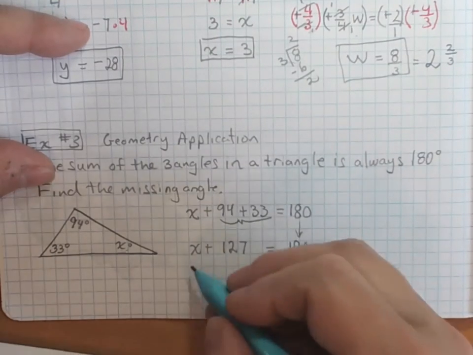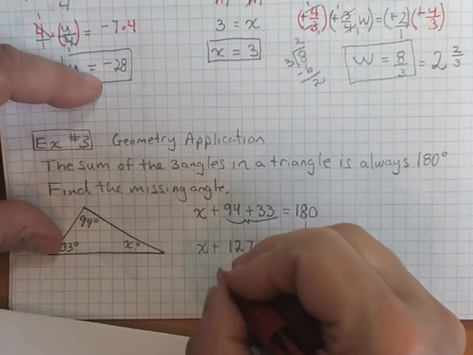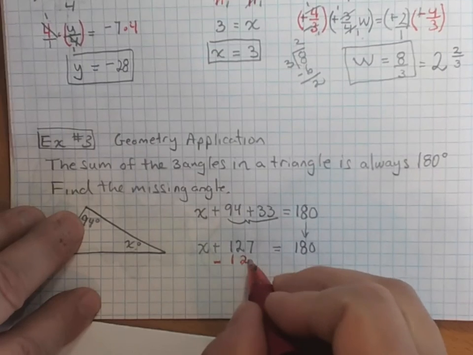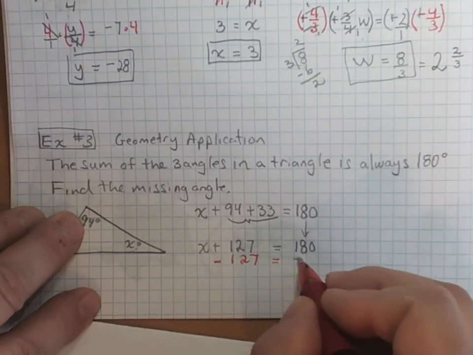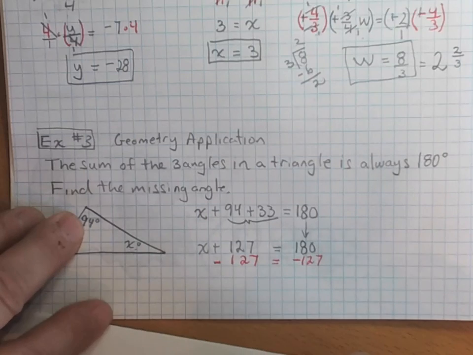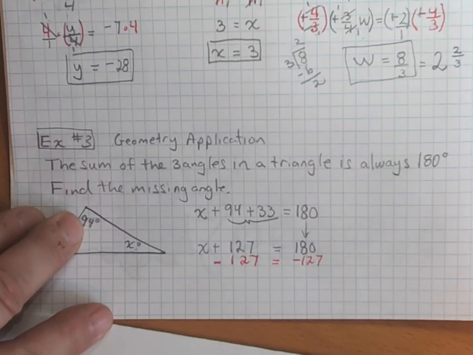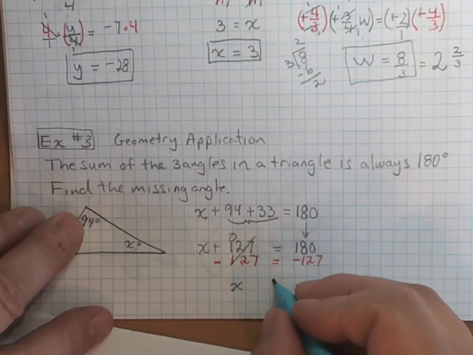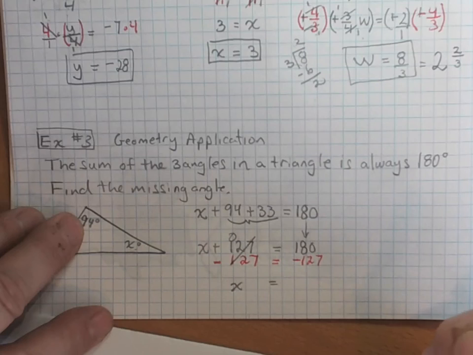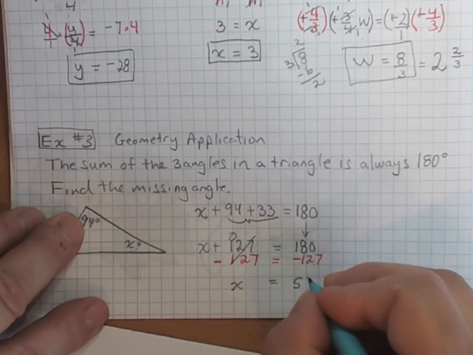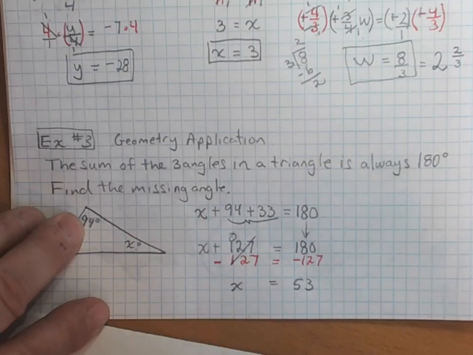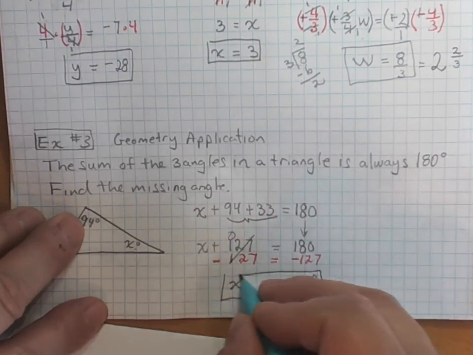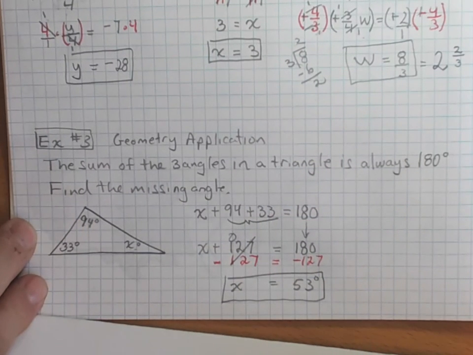I'm adding 127 to x. So how do I solve for x? I'm going to subtract 127 from both sides. All right, the left side simplifies to 0, leaving me just x. Bring my equal sign down. Then I subtract these two, and that leaves me with 53. And remembering that this is an angle measure, I want to put the units back, so 53 degrees. And there is my solution.